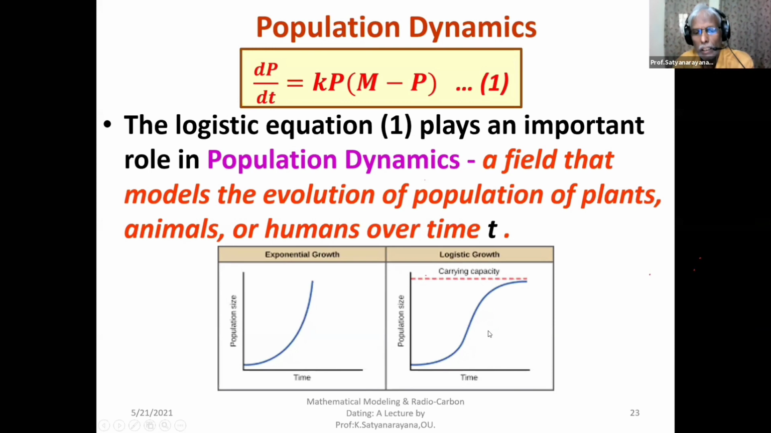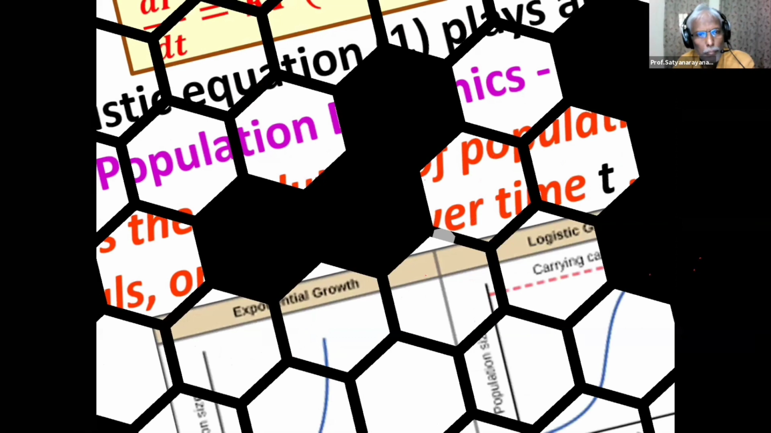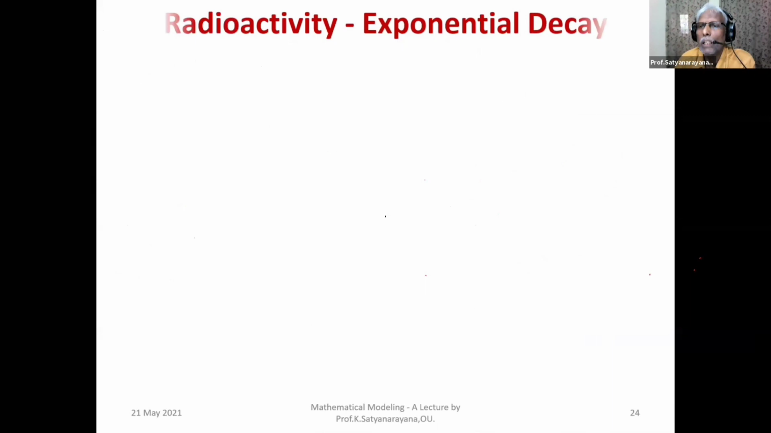So when the model is not accepted in reality, people will make modifications on that and make a different model and study them. Yes, we will change the situation. So let me talk about radioactivity and exponential decay.